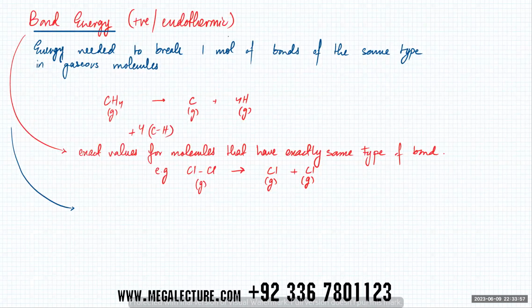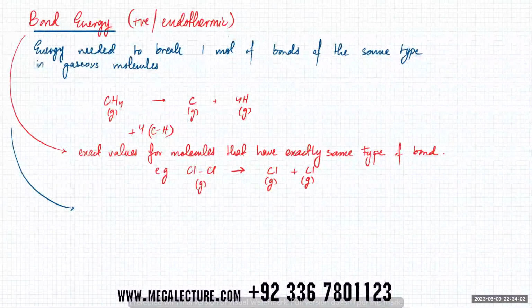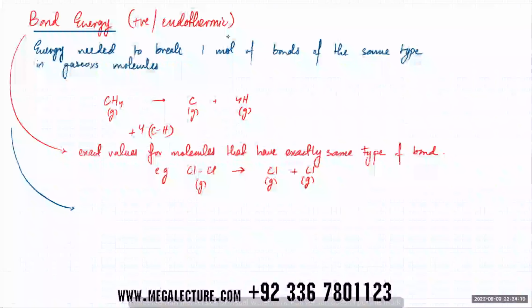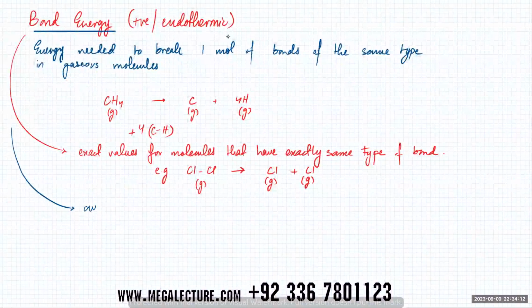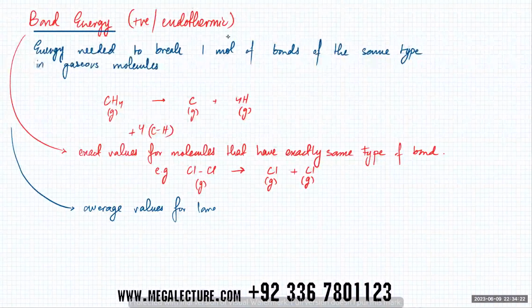So then I was saying, is this part clear that a chlorine molecule always has exactly the same type of bond, because there's only one type of bond, right? Is that clear? Yeah. So it's going to use average values for a bond for larger complicated molecules.